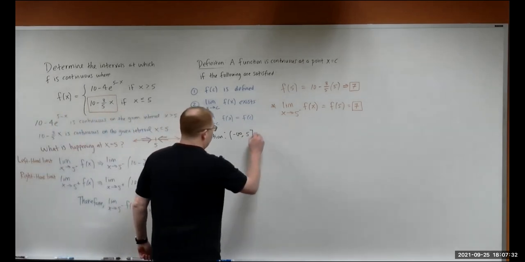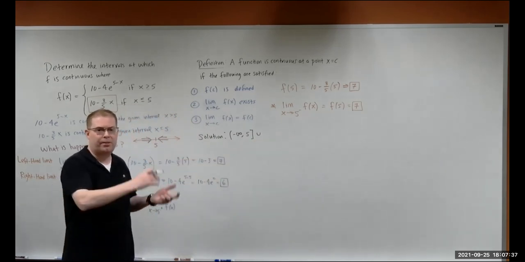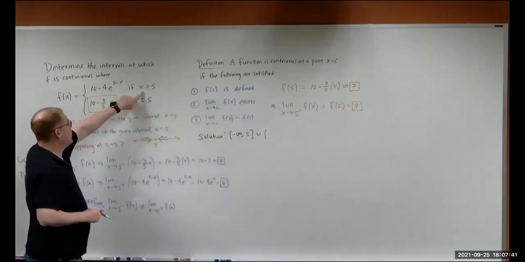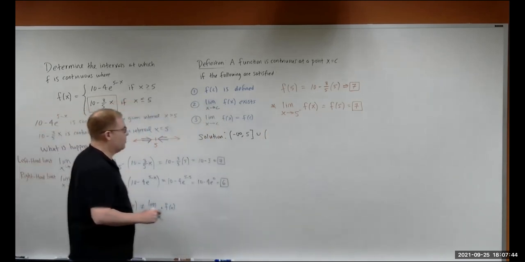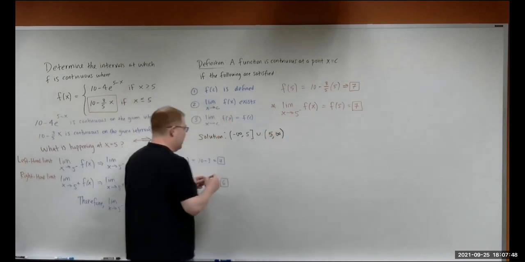And then we're going to have another interval. That's what the union means: we're going to throw in another set. For that, x is strictly bigger than 5, so 5 is not going to be included, and that's going to go to infinity.